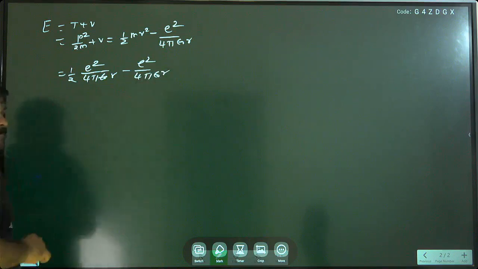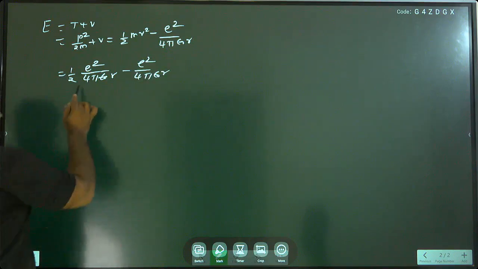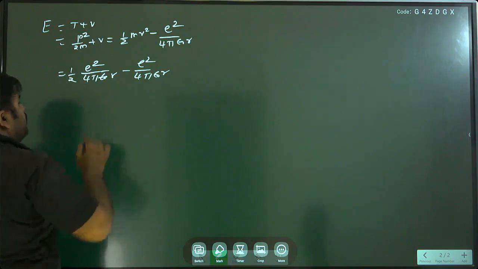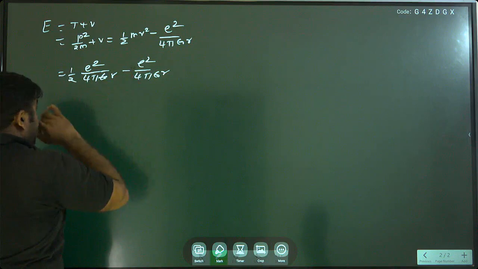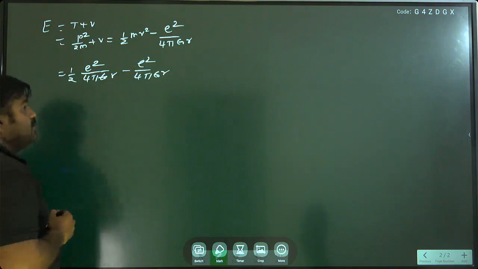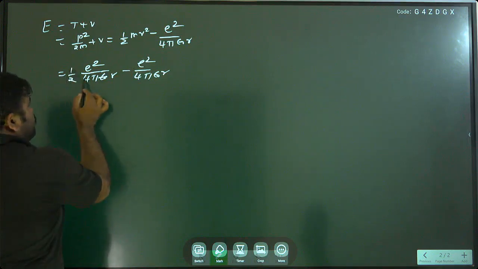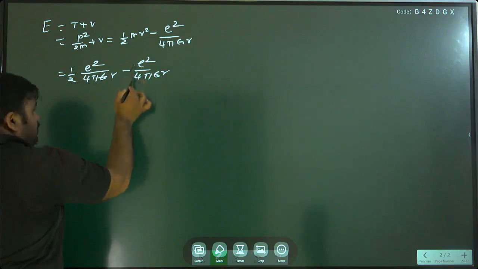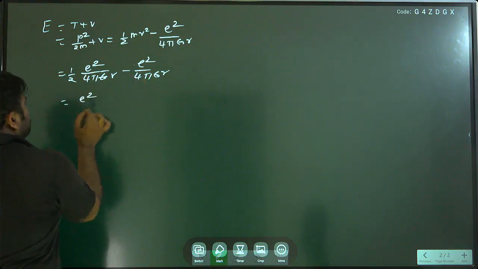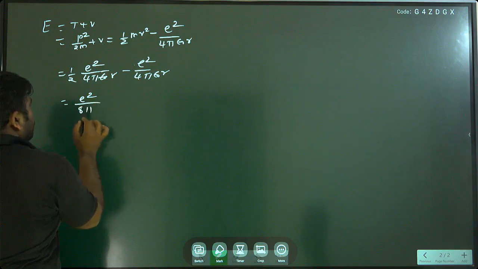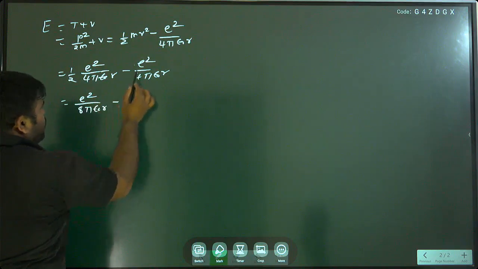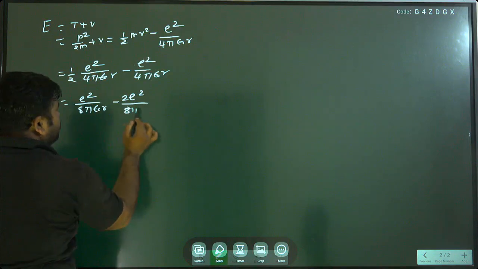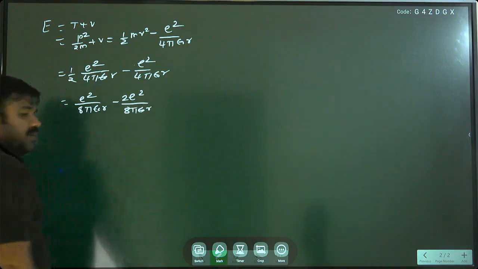Understood? Here the coefficient is 1/8. Here the coefficient is 1/4. So what do we have to do here? Here we can multiply by 2, divide by 2. Then the denominator part becomes the same. Yes or no? Here the coefficient is 1/2 into 1/4, 1/8. Here it is 1/4, so here we can multiply by 2, divide by 2. Then this becomes e square upon 8 pi epsilon naught r minus 2 times e square upon 8 pi epsilon naught r. Understood?